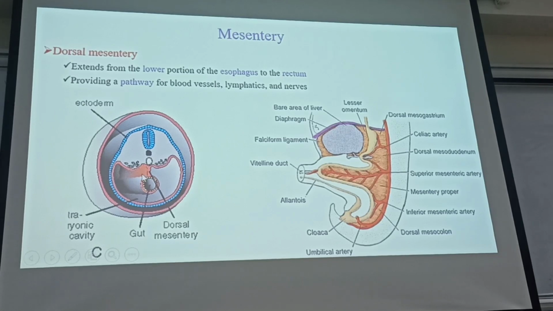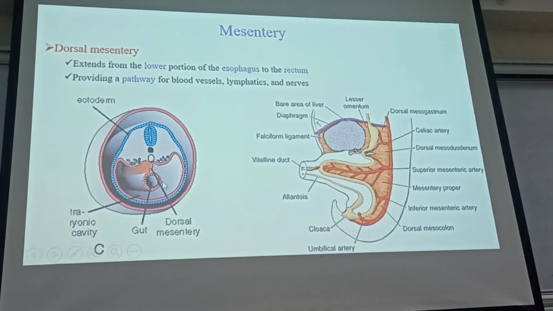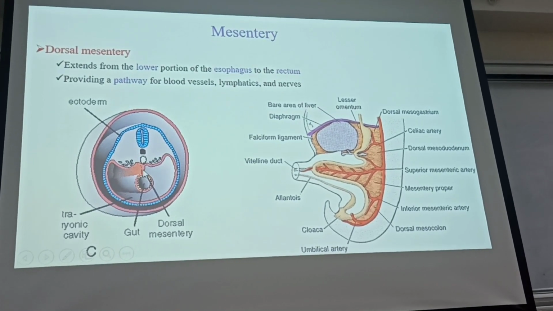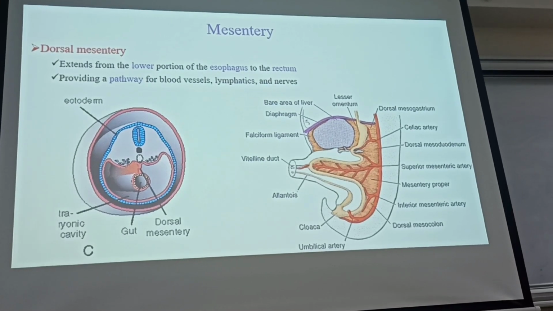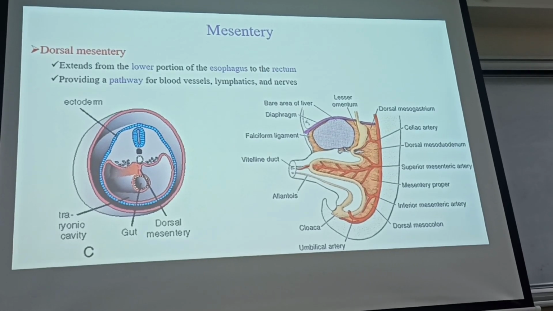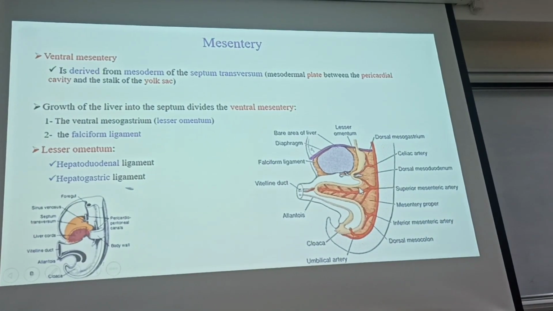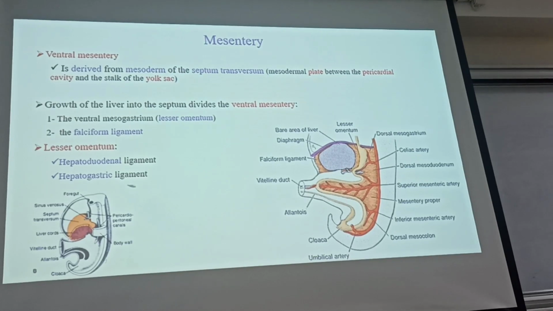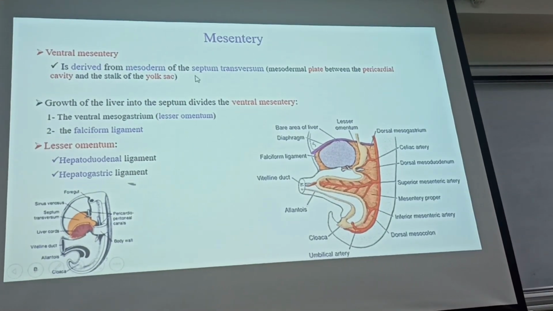Please, again look at this picture. This is the gut tube. Okay? And this is the dorsal mesentery. Dorsal mesentery is originated from parietal and visceral mesoderm. Okay? But ventral mesentery is originated from the mesoderm of the transverse septum.